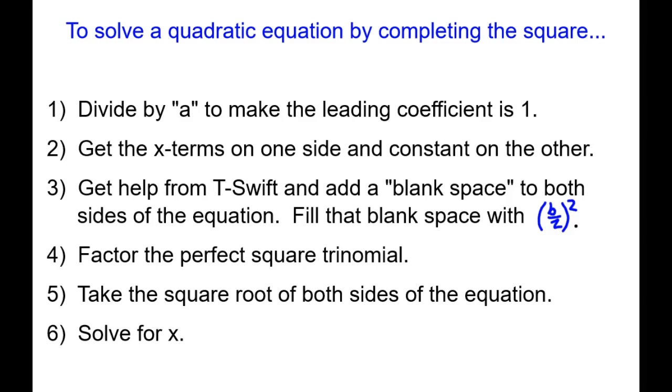The third step is we're going to get some help from T-Swift and add a blank space to both sides of the equation. Then we're going to fill in that blank space with the expression b over 2 quantity squared. Once we add that to both sides of the equation, on the left side it's going to create a perfect square trinomial, and we're going to factor that perfect square trinomial just like we did in the last unit. Step 5, we're going to take the square root of both sides of the equation. And then step 6, now we're going to simplify and solve for that value of x. Lots of steps. These will make more sense as we go through the examples.